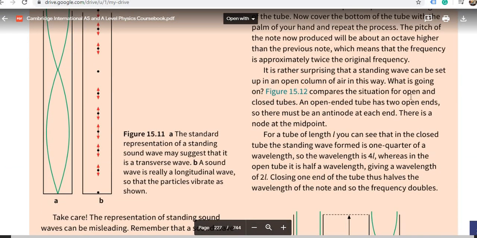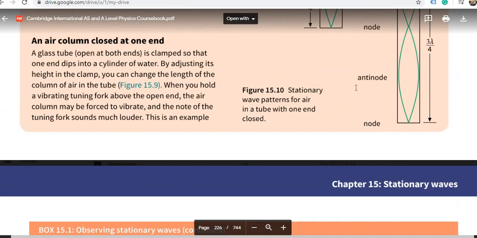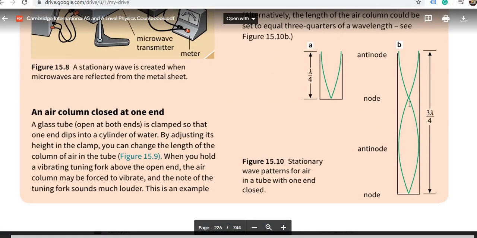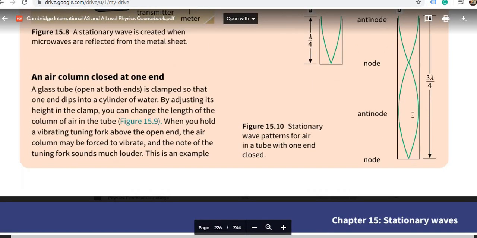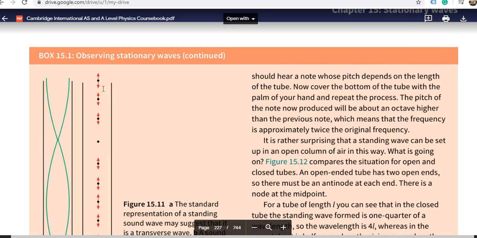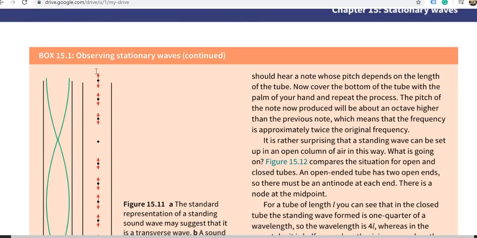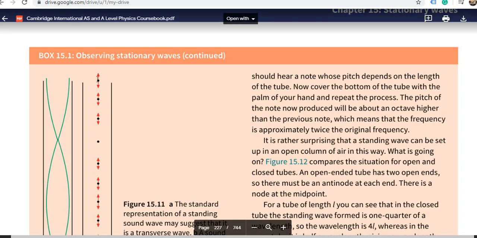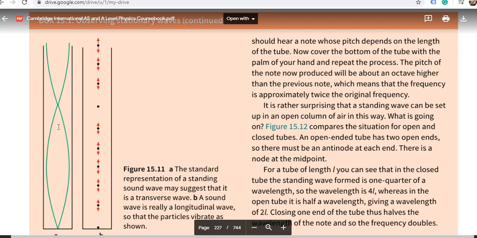Okay, so now remember, we are drawing it to look like a transverse wave, but sound wave is a longitudinal wave. So because it's easy, only we are doing it like this. But actually what is happening is, because it's a sound wave, a longitudinal wave, at the antinode you will have maximum amplitude of vibration, which is indicated by the arrows here. So actually it is this, but you can draw this because that will make it easy for you to understand.